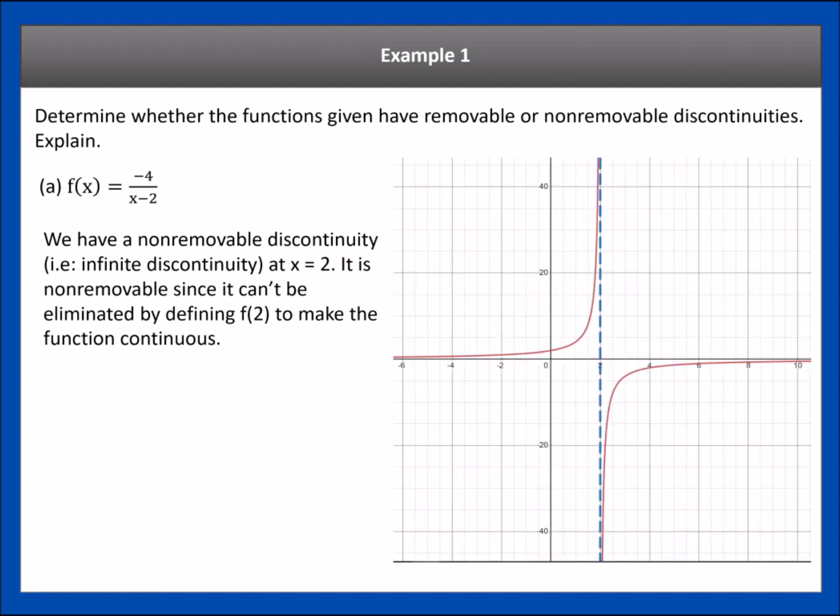Let me show you the graph. This is how the graph looks. If you graph it, it's a hyperbola, and we know that there's a vertical asymptote right here, VA, at x equals 2, which can't be simply removed by redefining the function at the point x equals 2. Okay.